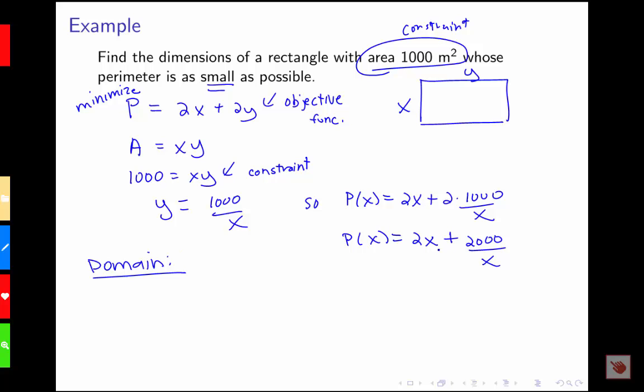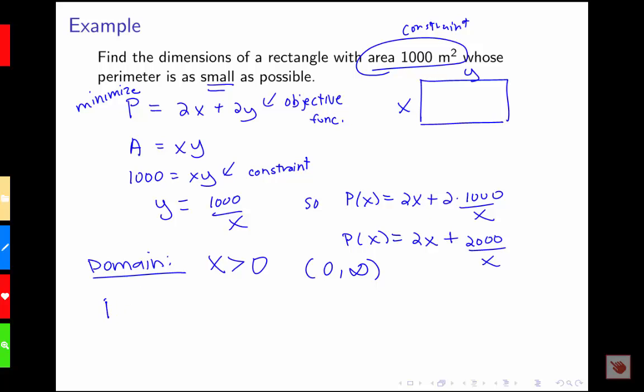So notice here that x represents a length, so I'm going to need x to be positive. Also, because x is in the denominator here, I can't have x be equal to 0. So our domain here involves x being greater than 0, or from 0 to infinity. So we're dealing with an open interval here, so we're not going to be able to use that closed interval method. So we'll take a look at using our first derivative test.